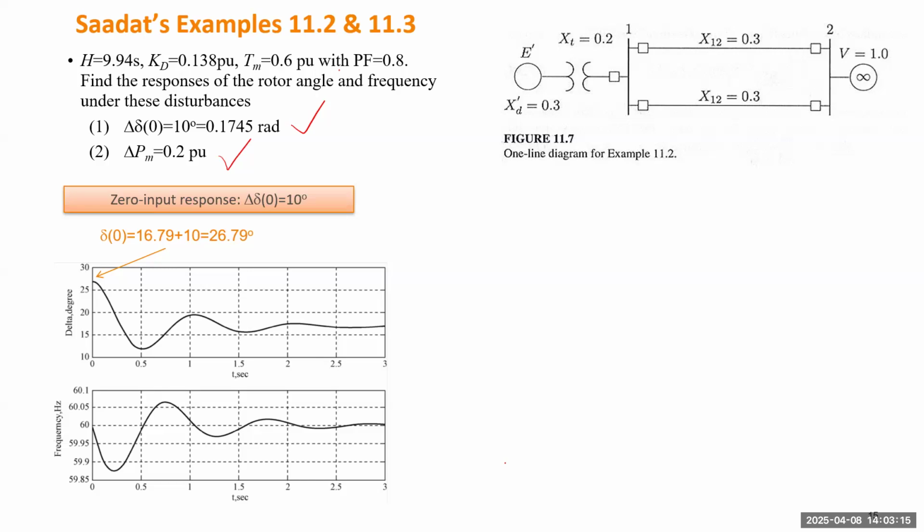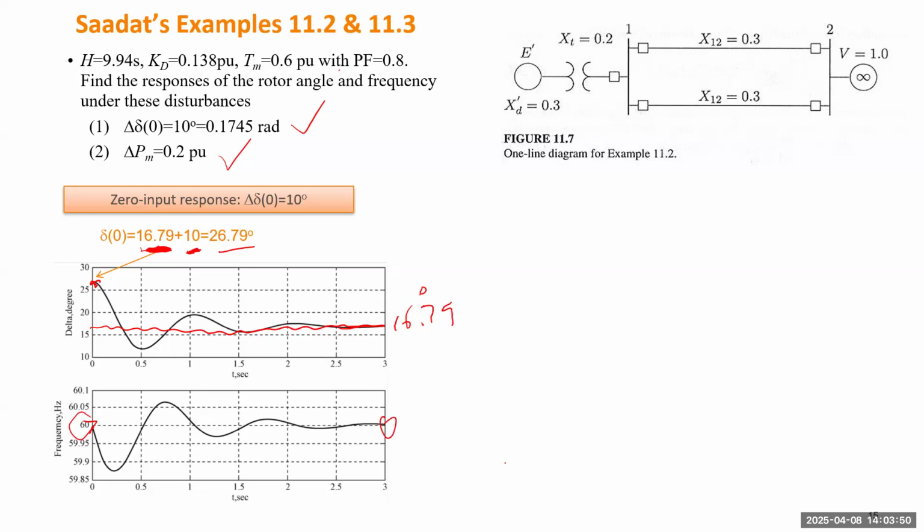So you see the angle starts from the equilibrium point, and they add some additional angle. So it will start from here, and the angle will oscillate. Eventually it will go back to the equilibrium point, which is 16.79 degrees. Okay, frequency starts from 60 Hertz. It will oscillate and go back to 60 Hertz.